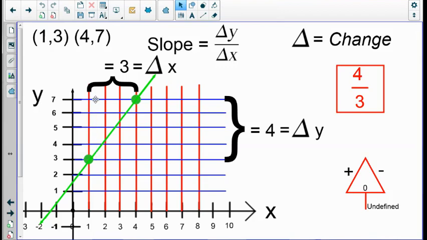Okay, you count up, put that number on the top. Count to the right, put that number on the bottom. If it goes uphill to the right, that's positive. If it goes downhill to the right, that is negative.